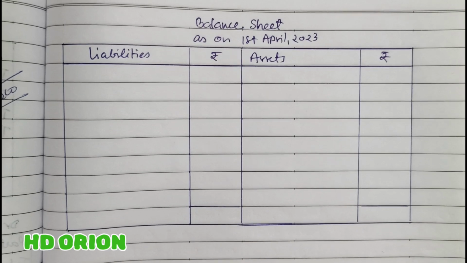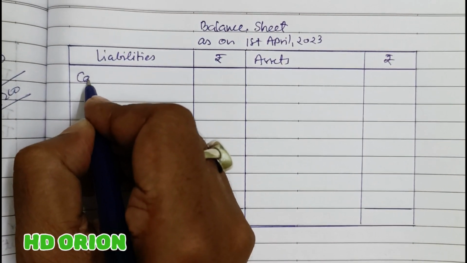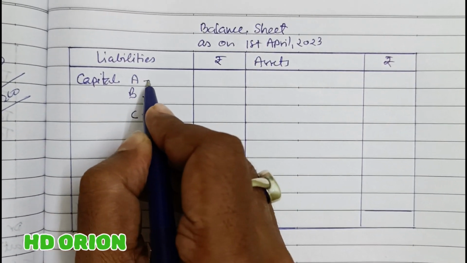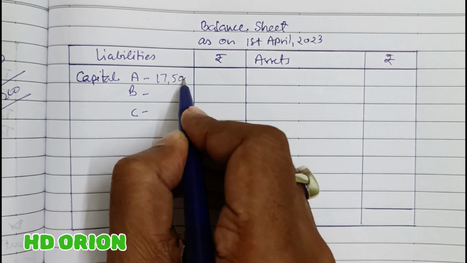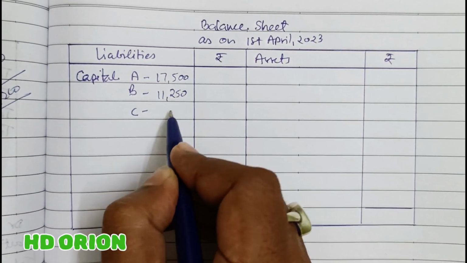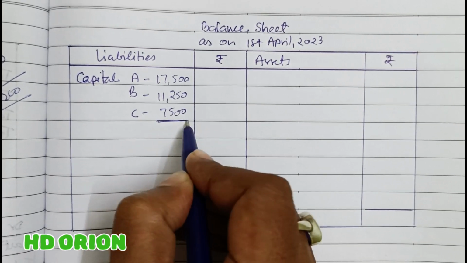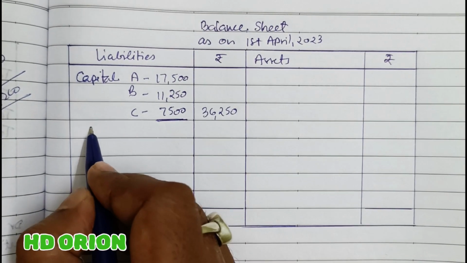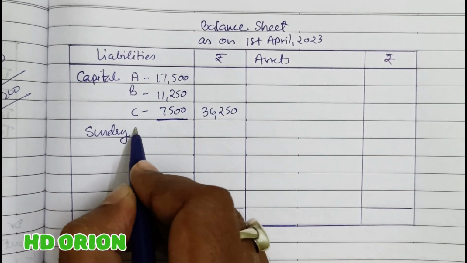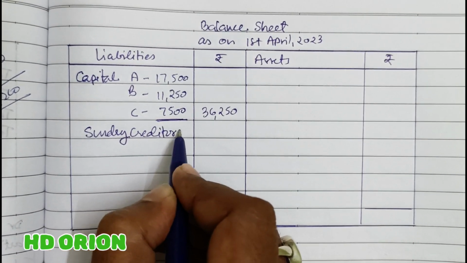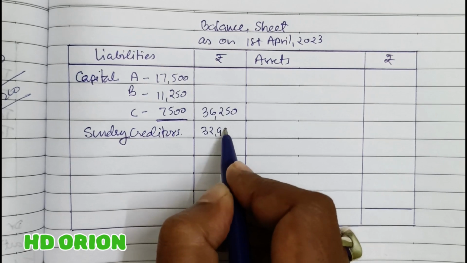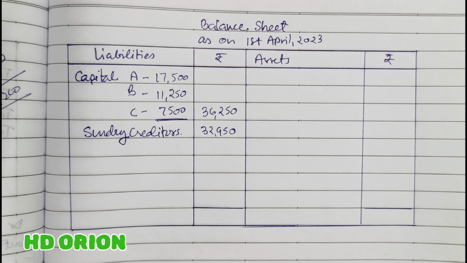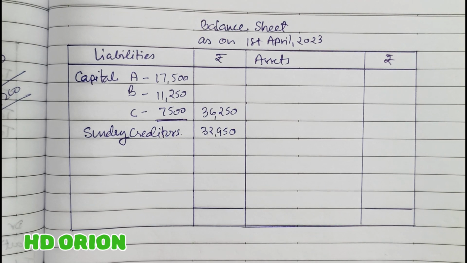So now comes the balance sheet. In the balance sheet, first we will mention the capital of all the three partners, A, B and C, the closing balances of the capital account. It is 17,500, then 11,250 and then 7,500, total of which is rupees 36,250. Then sundry creditors. No change in the value of sundry creditors. It is 32,950 as given in the balance sheet. We cannot eliminate it or increase or decrease the amount. As it is in the previous balance sheet, so it will be in the new.